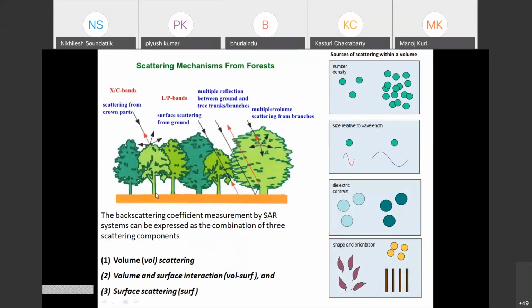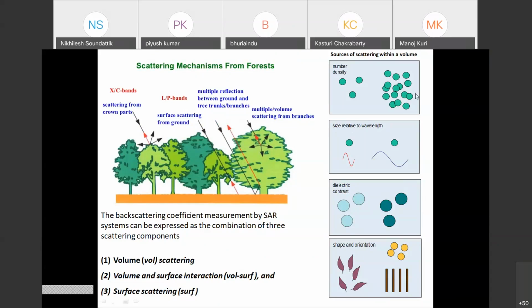Likewise, as I said, X band and C band will interact with the tree canopies. L band will go a little deeper, and volume scattering occurs within the forest. Likewise, we have volume and surface scattering from the forest surface. Why is surface scattering important? We will come to that. Like in a flooded condition, how much vegetated area is inundated. In such cases, the surface scattering within a forest plays an important role.